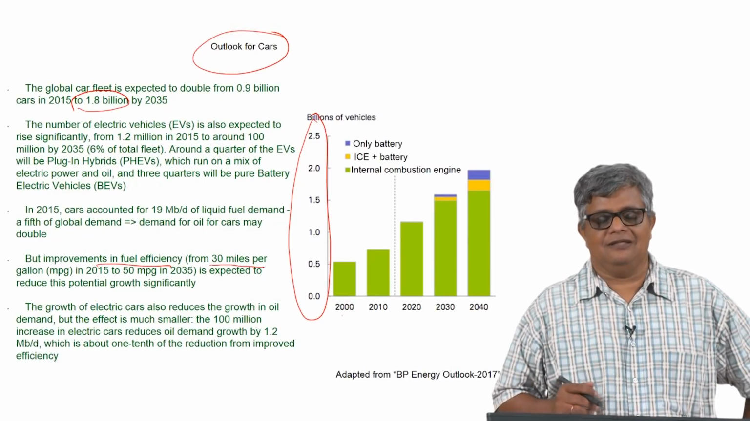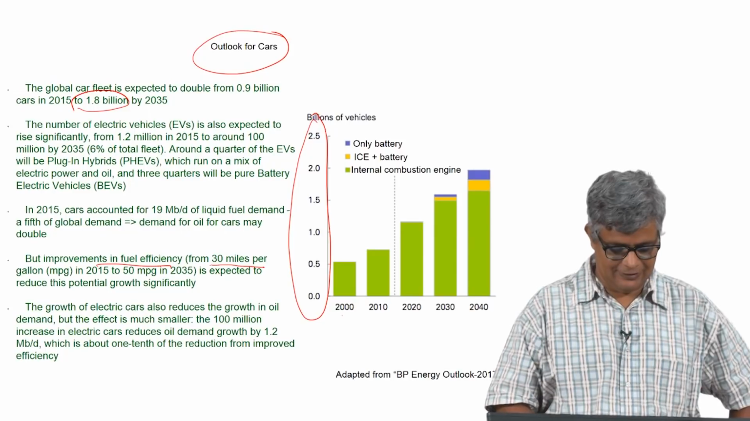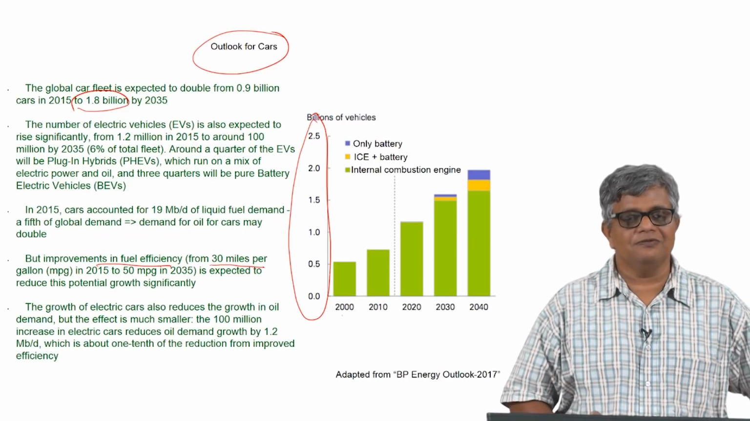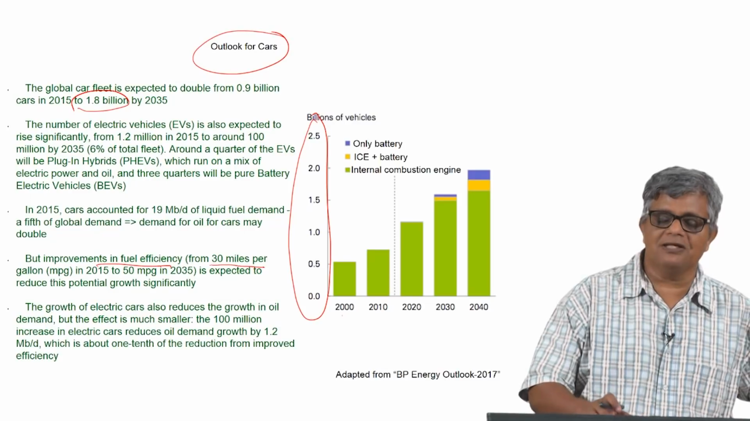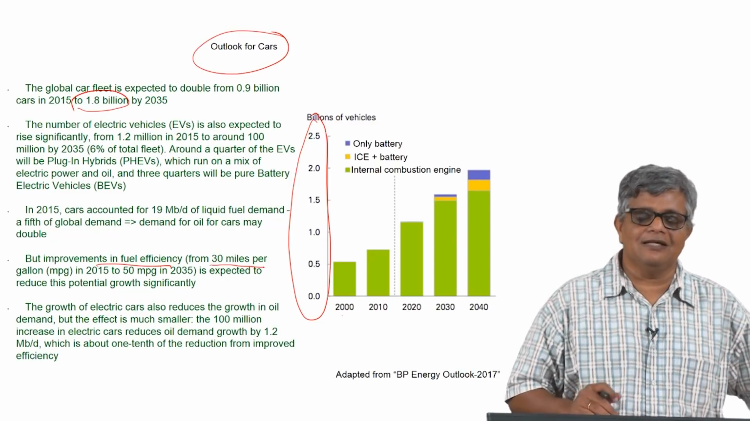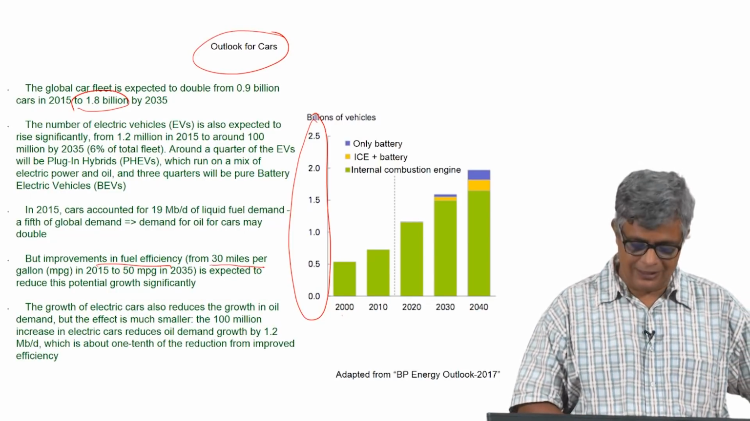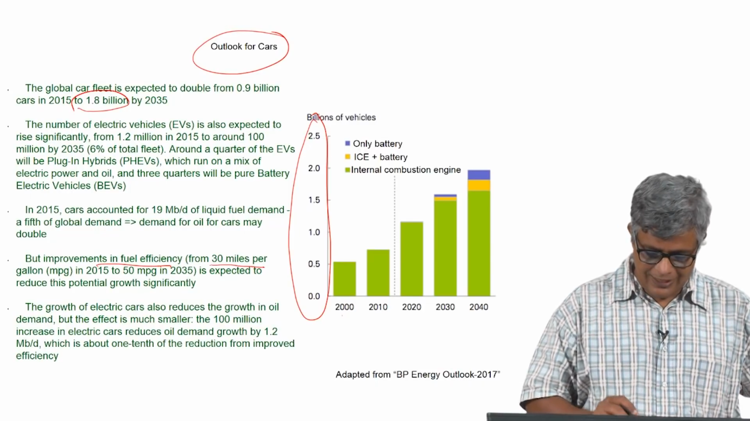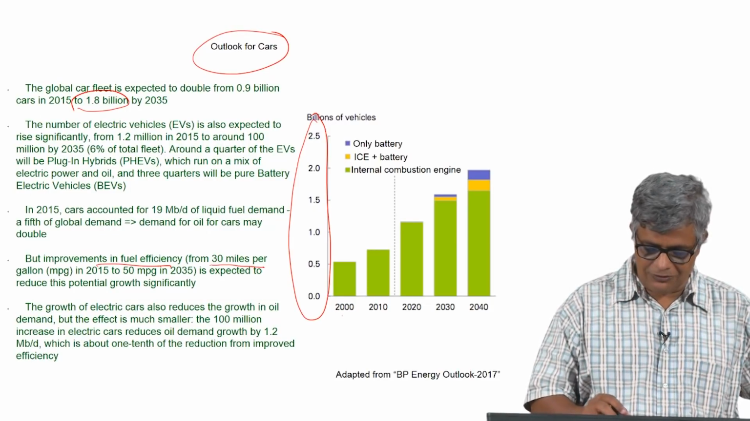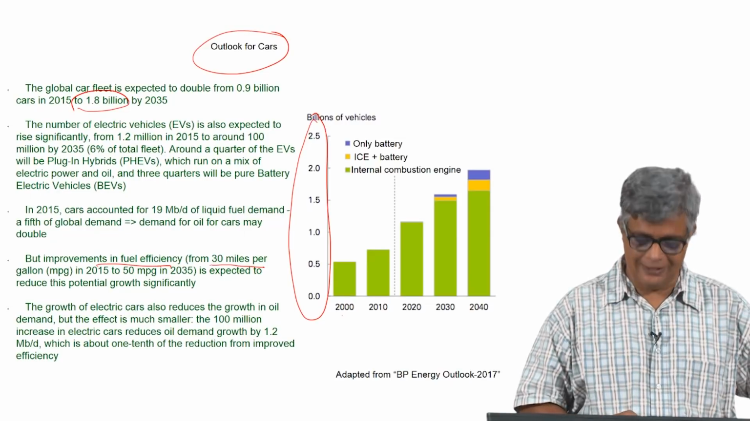So, that means that gas guzzling cars are no longer to be sold, and if they are sold, they will be sold at very heavy taxes and so on. And so, because of this increase in the mileage of the cars, we expect that even though the car population is doubling from 0.9 to 1.8 billion, we expect significant reduction in the additional consumption of oil. Okay. In 2015, cars accounted for 19 million barrels per day of liquid fuel, and if you double it, it should go up to 38, but because of the fuel efficiency and all that, the additional amount is going to come down to only about 2 to 3 million barrels a day. Okay.